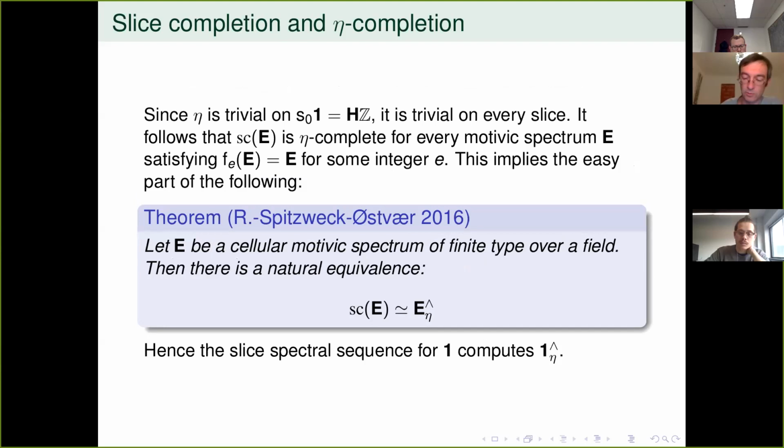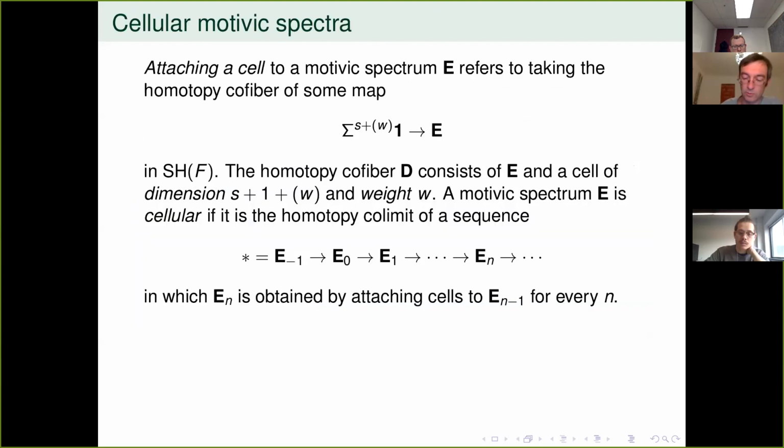But before doing so, I'd like to sketch the proof of this convergence theorem. And this requires that I give you a brief and somewhat imprecise definition of what cellular of finite type means. So cellular, this goes back to Dugger and Isaksen, I think. Attaching a cell means that you have a map where the target is a sphere, an S^{p+qα} sphere. Yeah, and the homotopy cofiber is then the result of attaching the cell.